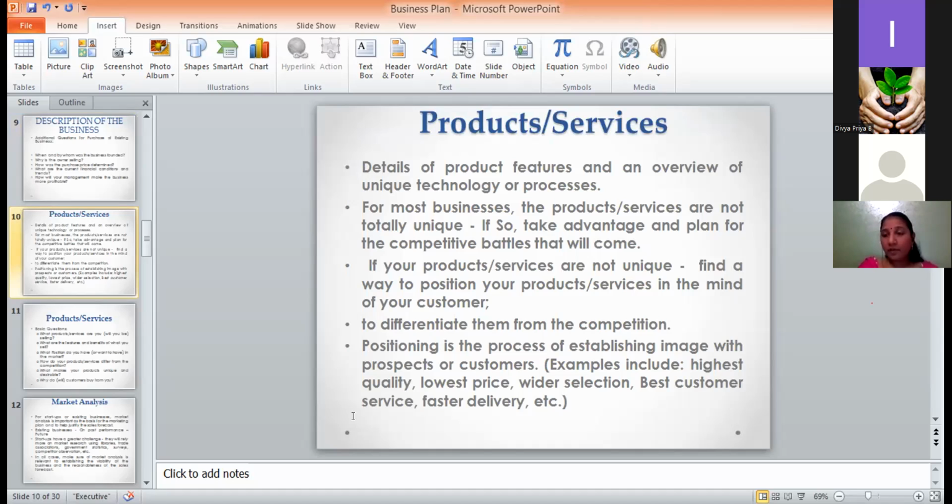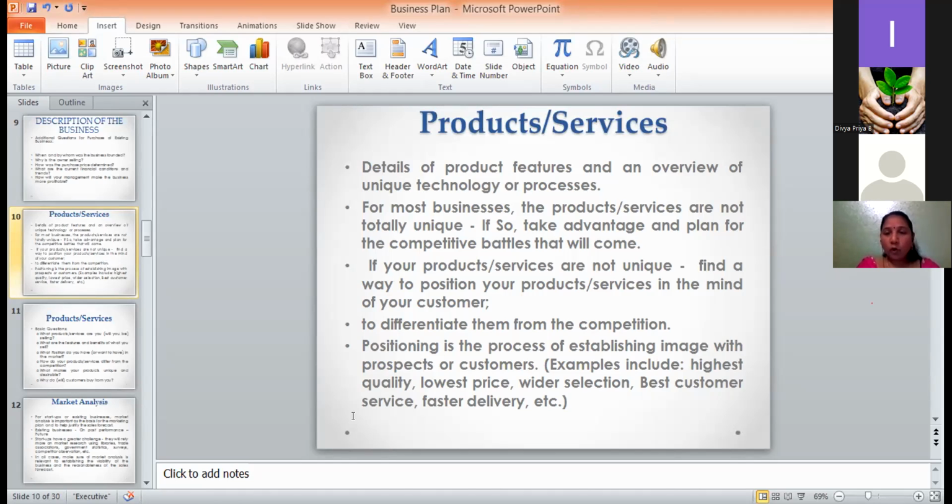Next thing is, after giving the description of business, you have to go for the description of products and services. Detail the product features. For example, if you are selling milk related products, you have to say what the product features are, how they help your customers, how they solve a problem, and give an overview of the unique technology or process you have used that will attract new customers. For most businesses, the products or services are not totally unique. For existing business products, they will have certain gaps identified from the existing product.